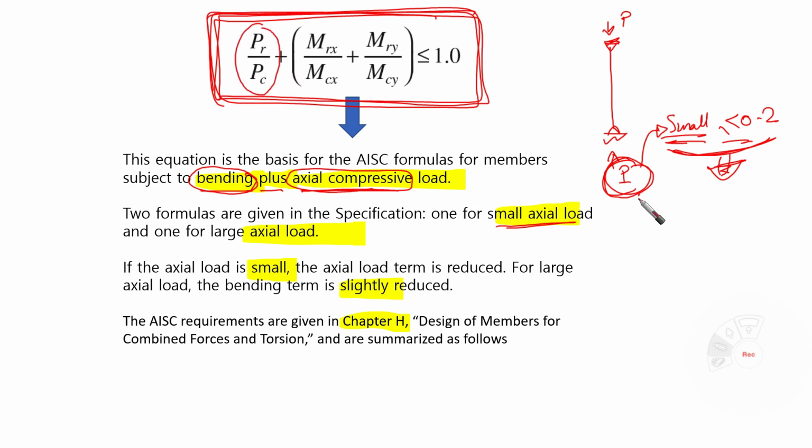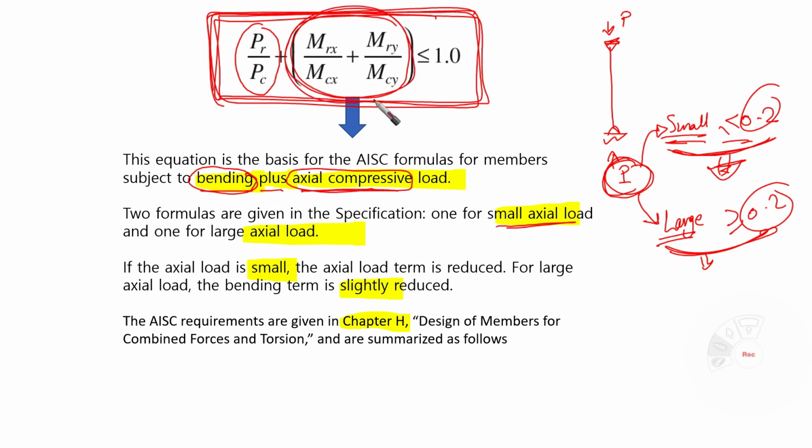But if this P is large, which means larger than 0.2, for example, this is the threshold that we need to take into consideration, we found that we need to reduce the moment term slightly. It is not going to be reduced as here. Here we are going to reduce it by half, but here we're going to reduce it by 1/9, which is 8/9 going to be multiplied here, as we're going to see now.